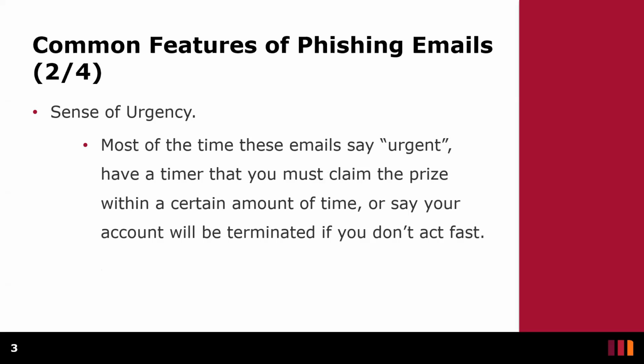The next way to identify a phishing email is if there's a sense of urgency. Most of the time, these emails say urgent somewhere in the body of the email, or they have a timer that you must claim the prize by, or that you might have an account terminated if you don't act fast enough, you need to respond, or you might face legal action. If it's pressing urgency, it's likely not a legitimate email.